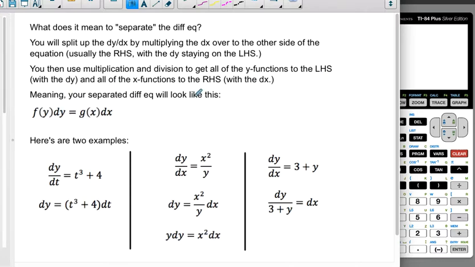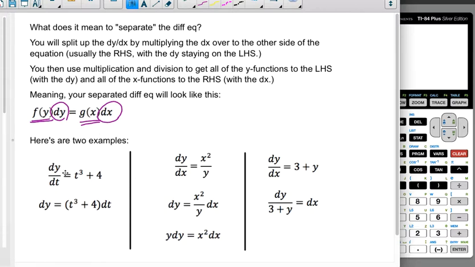So essentially, what your separated differential equation looks like is some function of y times dy and some function of x times dx. Now, it doesn't always have to be an x and a y. It could be a y and a t, or an a and a t, or a p and a q. It could be any of these things. But usually it's x and y, or it's y and t, or it's x and t, right?